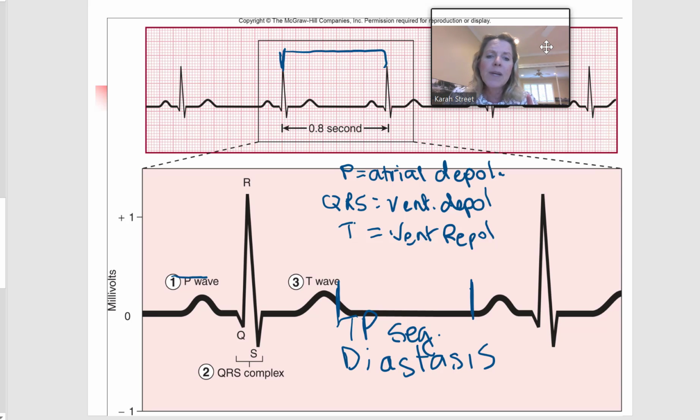Then we do see the P wave. We see that on our patient's ECG. What does that mean? The atria are depolarizing. Well, what has happened? The SA node has fired. And that action potential is spreading through the atria. They now will contract. And they will squeeze a little bit more blood down into the ventricles.